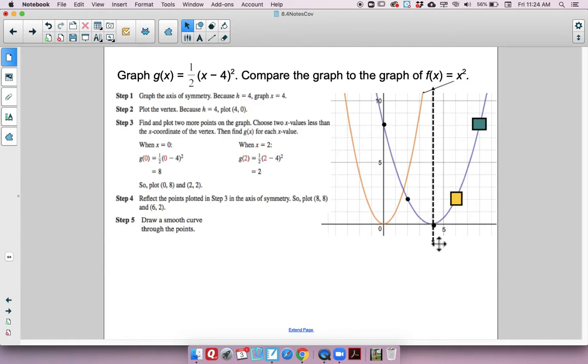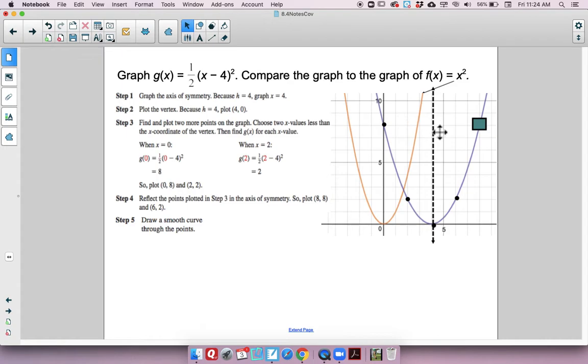Well, remember, we have this axis of symmetry. So we know that our parabola is going to be symmetric across this line, right? So if we have a point that is 2 units to the left of our vertex and 2 units up, we also know that we're going to have one that's 2 units to the right and 2 units up. So we could plot that point. So that would be what? That would be (6, 2).